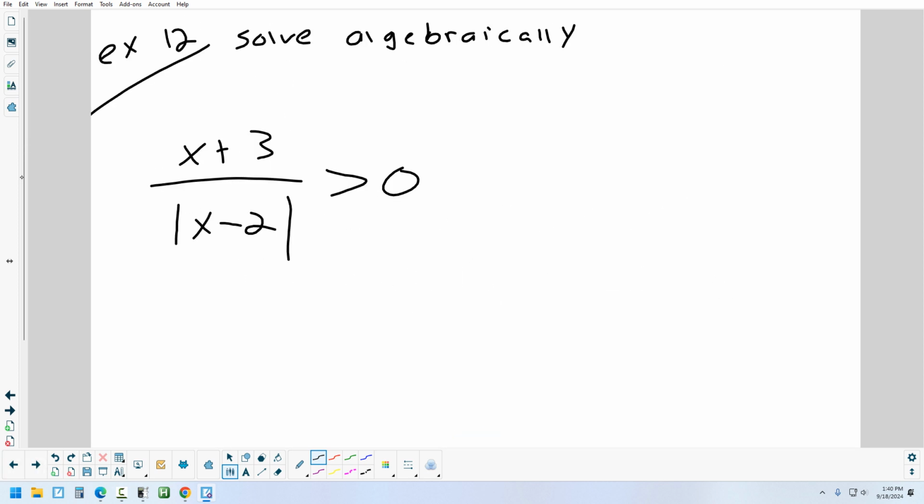Last question. All right, so this one's a fraction. It's got absolute value in it, but it's a fraction. So when we look at that, something divided by something is bigger than 0. What kind of numbers do you have to divide in the top and in the bottom if you want to guarantee you get an answer bigger than 0?